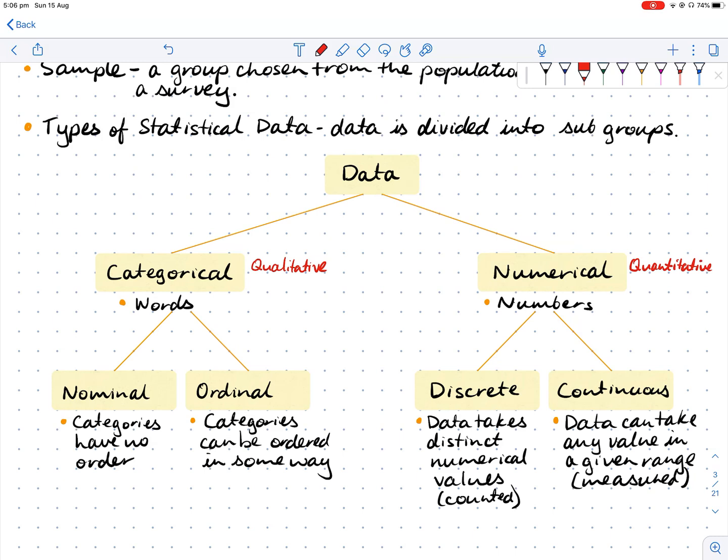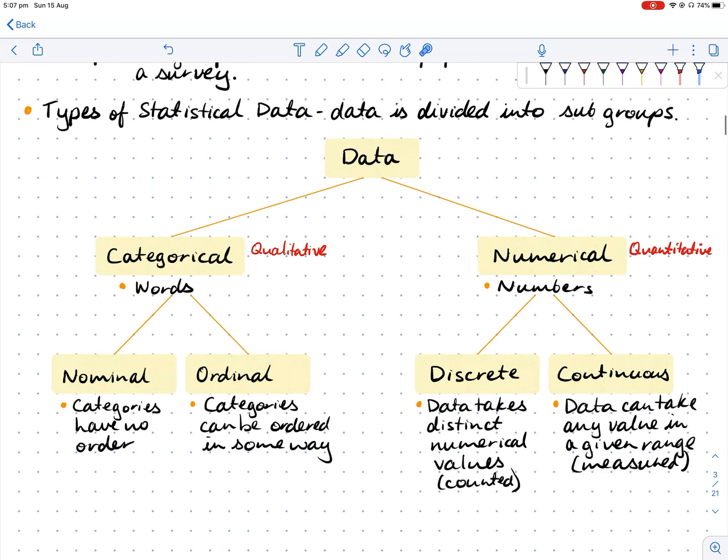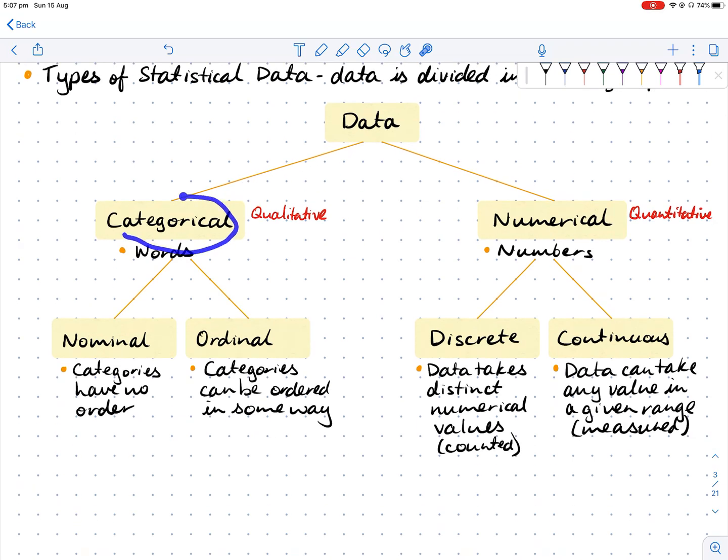Okay, so qualitative, quality means you're looking at some sort of category. Quantitative means quantity, which means numbers. So that's your numerical. So categorical data is usually given in words, whereas numerical data is given as numbers. Once we split into these two main umbrella branches, we can then split those further into more sections. So when we're looking at categorical data, we can separate that into nominal and ordinal data.